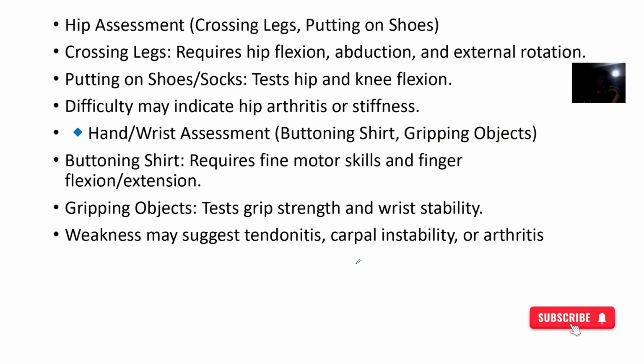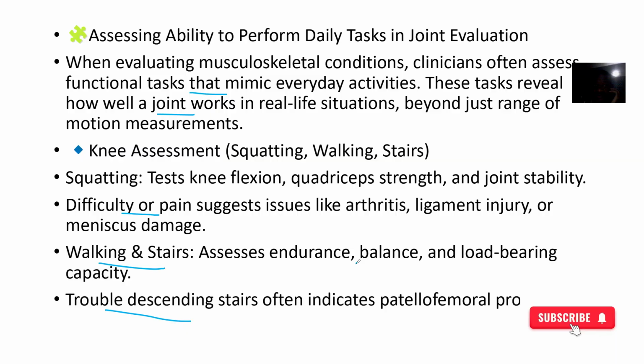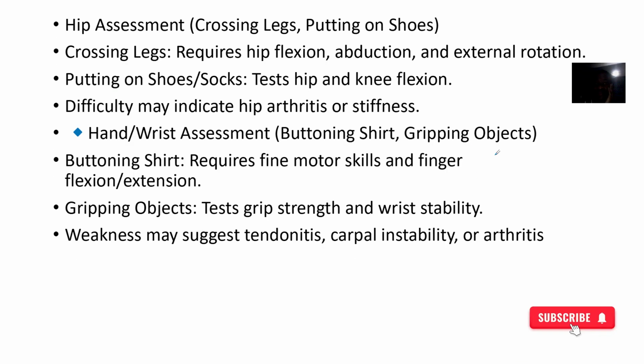Then for the hip joint, okay, that's knee. So hip joint, you can ask them to cross their leg or put on their shoe. You understand? Then crossing the leg requires hip flexion and adduction. Of course, for any activity you are asking them to do, you know what you are looking for, right? Putting on the shoes and socks. So any difficulty may now indicate that there's a hip pathology, like arthritis and stiffness.